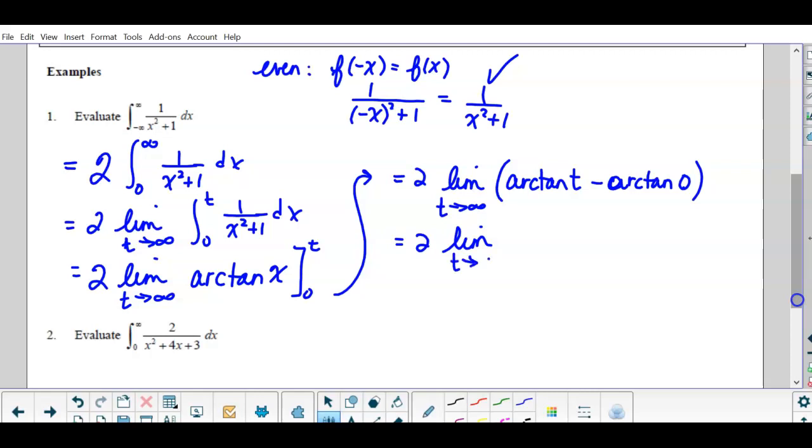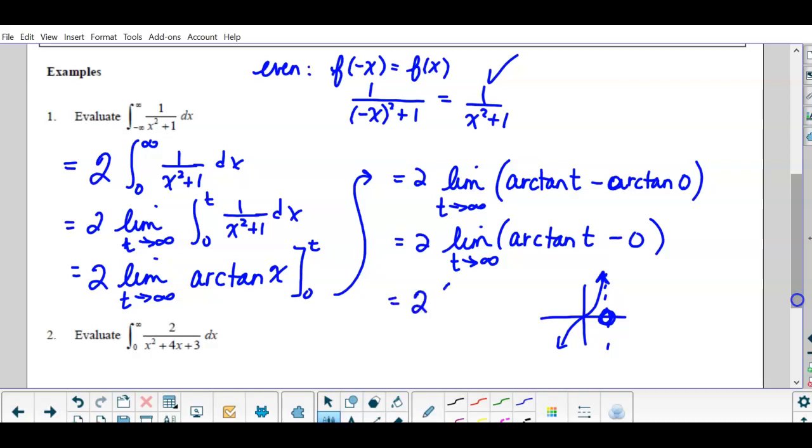As t, so actually I'm going to show it like this. Okay, so now as t goes to infinity, think about your tan graph. Arctan we defined between negative pi over 2 and positive pi over 2. That was back from Math 30-1 where we talked about that. So when t is approaching positive infinity, what's the angle here? That's pi over 2. So this is going to be 2 times pi over 2, which is pi. Okay.